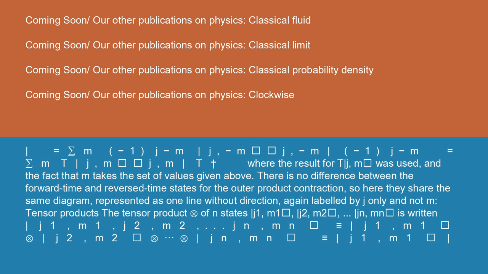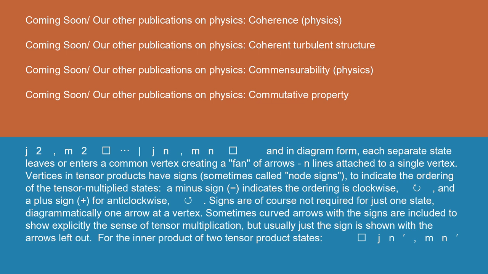Tensor products. The tensor product of n states |j1,m1>, |j2,m2>, ..., |jn,mn> is written |j1,m1>|j2,m2>...|jn,mn>, and in diagram form each separate state leaves or enters a common vertex, creating a fan of arrows, n lines attached to a single vertex. Vertices and tensor products have signs, sometimes called node signs, to indicate the ordering of the tensor multiplied states. A minus sign indicates the ordering is clockwise, and a plus sign for anticlockwise.